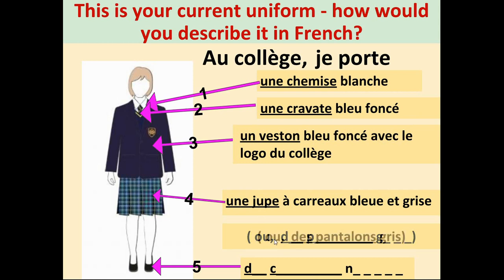Ou des pantalons gris, or some grey trousers. And finally, so we've got shoes, des chaussures noires. So that would probably be a basic uniform. So most of you will be writing a variation of this.